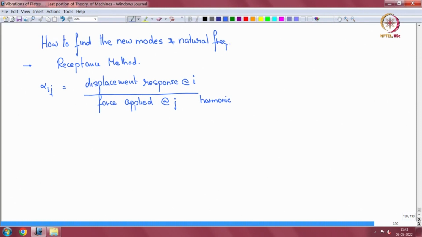Now suppose, we will take an example here. Suppose I have a system A and a point 1, and I have another system B and the point 1 on B. They are connected through a single displacement. Then what happens?